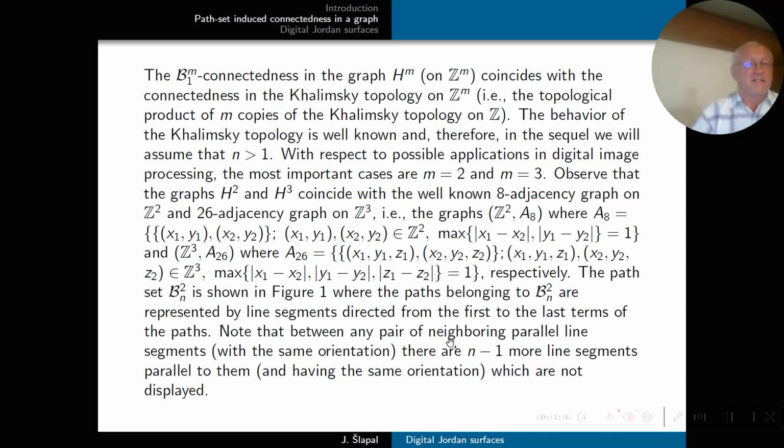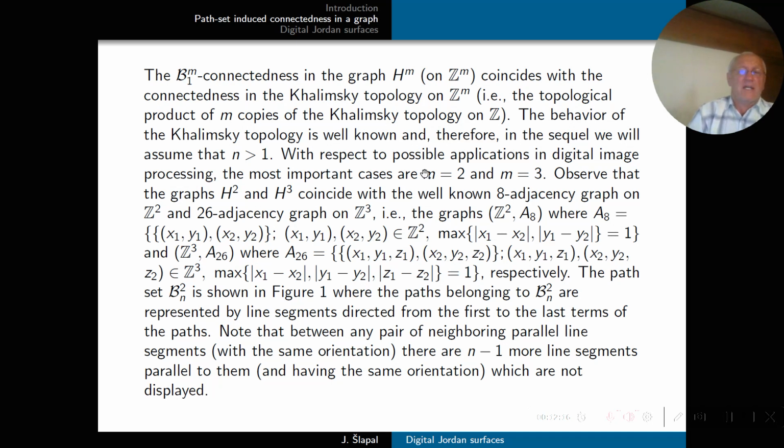Now again, if we take n equal to 1, then this connectedness B1 to the power of m in this graph H to the power of m, which is a graph with the vertex set Z to the power of m, coincides with the connectedness in the Khalimsky topology on Z to the power of m. The Khalimsky topology is defined for Z, Z squared, and so on, for every m-dimensional digital space. But the behavior of the Khalimsky topology is well known, so we may restrict our consideration only to the situation when n is greater than 1.